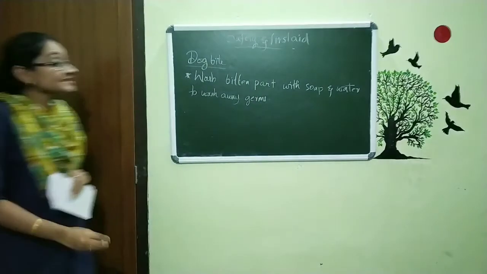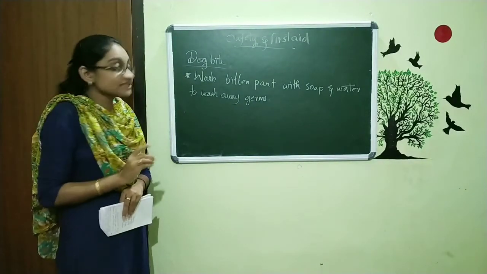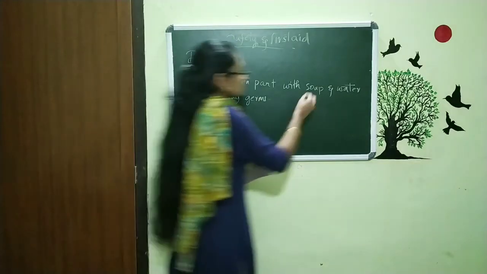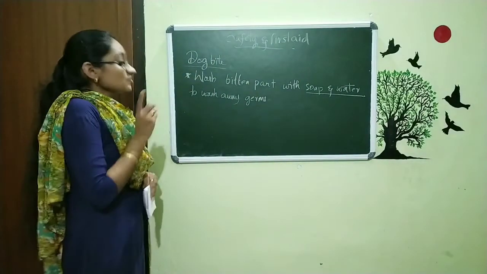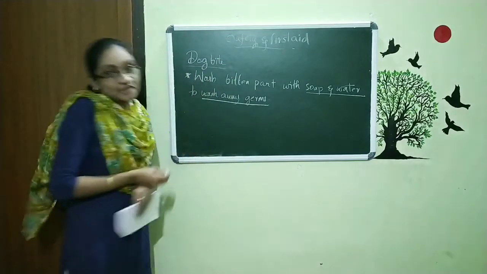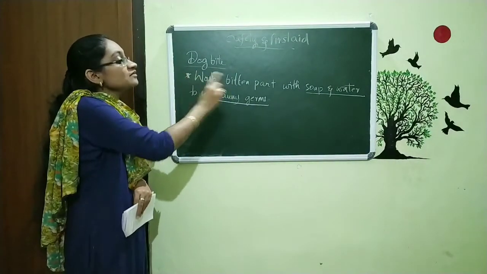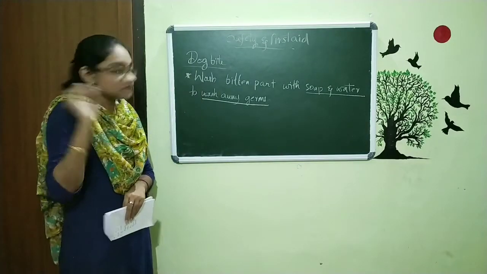So the thing is very simple. When the dog bites, we wash the bitten part with soap and water. Why are we washing? Because we want to wash away the germs from the bitten part. That is the first thing.